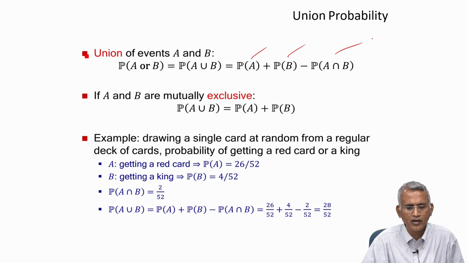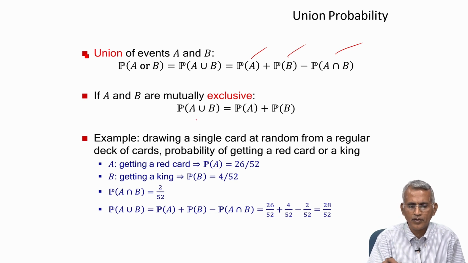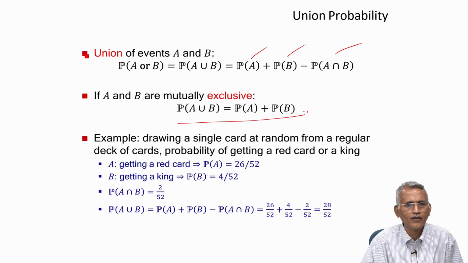So, if A and B are mutually exclusive, then the probability of A union B equals the probability of A plus the probability of B. For example, drawing a single card at random from a regular deck of cards. What is the probability of getting a red card or a king?